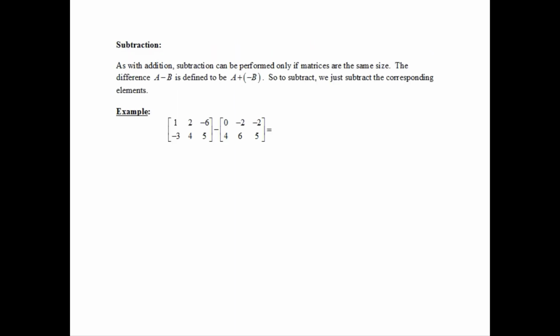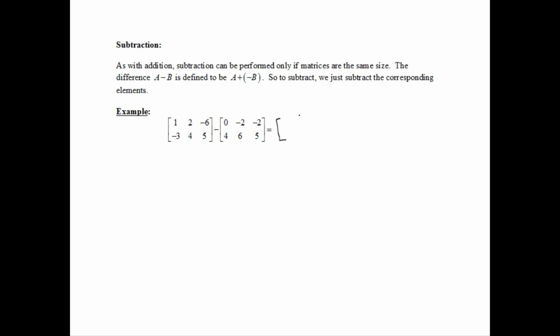To subtract A minus B, we'll define that to be A plus the opposite of B, or negative B, which is done by taking the opposite of all the entries the way we just did. You'll only be able to do this if your matrices are the same size. So what this turns out to be is we just end up subtracting the corresponding elements.